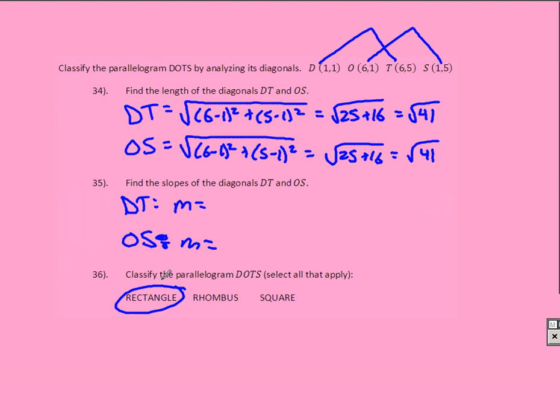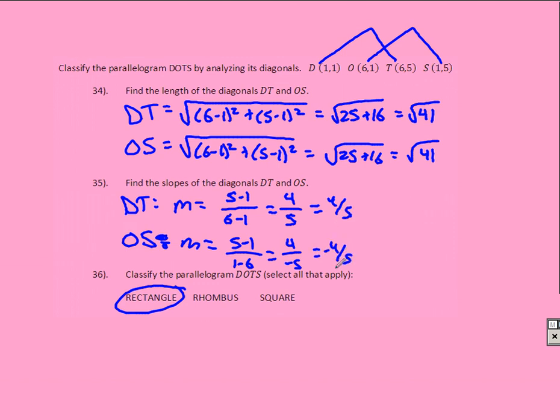Finding the slopes, DT. Subtract the y's on top, 5 minus 1. Subtract the x's on the bottom, 6 minus 1. So I should get 4 over 5 as my slope. For OS, I should have subtracting on the top 5 minus 1. Subtracting on the bottom, if I did 5 minus 1, I should do 1 minus 6. So I have 4 on top, negative 5 on the bottom. So I have 4/5 for one, negative 4/5 for the other.